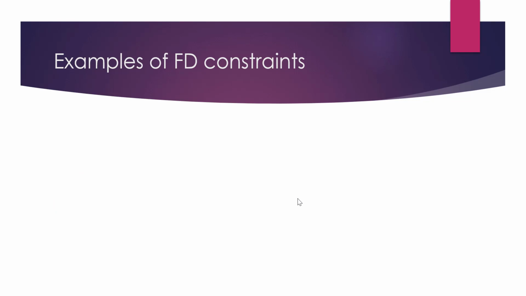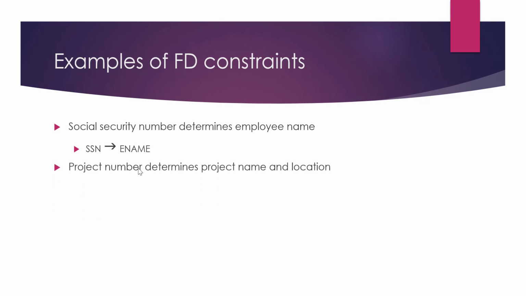So let's look at some examples to make this a bit clearer. If I say that the social security number determines the employee name, that means the employee name has a functional dependency on the social security number, and that's how we map it. So SSN determines the value of employee name. If I say that project number determines the project name and the location, the project number will determine multiple values, so we can have these values inside curly braces. The project number is determining the project name and the project location.